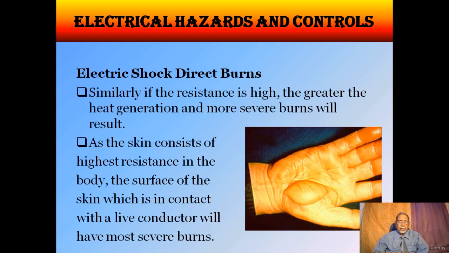This is one of the examples of electric shock direct burns. Similarly, if the resistance is high, the greater the heat generation and more severe burns will result on your skin. Because the skin has the highest resistance in the body, the surface of the skin which is in contact with a live conductor will have more severe burns. Just see the diagram here.